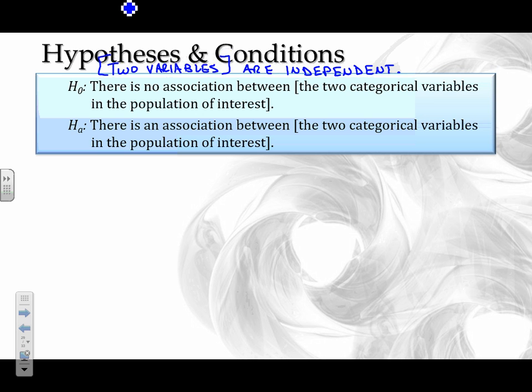Okay? So you would say whatever two variables you're measuring, this variable and this variable are independent of each other, which then means in our alternative, if there is an association, that would mean that they are not independent. So here you would say your two variables are not independent.